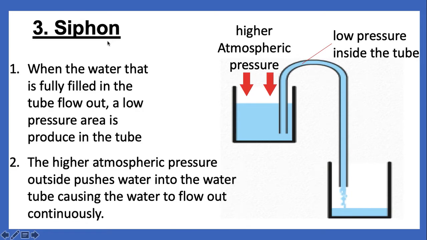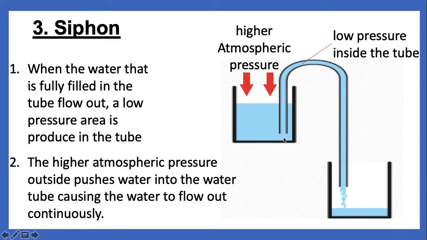Siphon. A siphon is a simple method normally used when people change the aquarium water. It works by using a tube. This tube is initially filled with water.